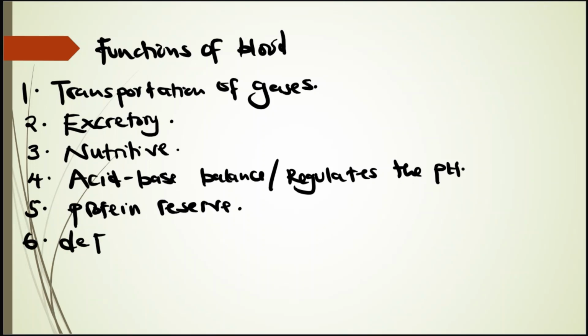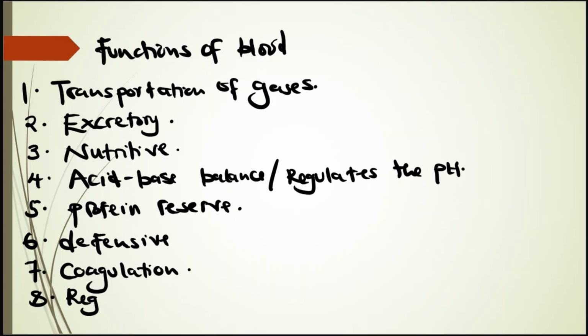Number 6 is a defensive action. The white blood cells are involved in the immunity of the body, which protects the body from pathogens that might want to infect, damage and destroy it. Number 7 is coagulation. To prevent further bleeding, blood will form clots on your wounds. Number 8 is regulation of body temperature.